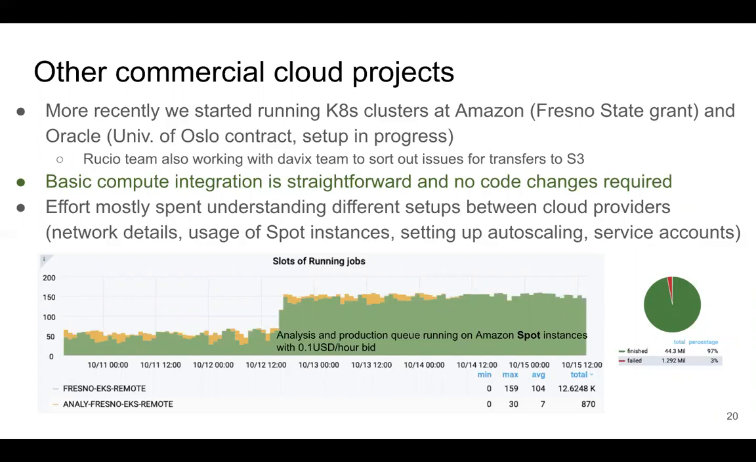Where you spend most of the effort is understanding the differences between how you set up the cluster in one cloud or in the other. Some have some network requirements. The way you set up the auto-scaling is different. Service accounts and stuff like that. Difference between preemptible resources and spot instances. Things like this. And in the bottom, you see the diagram of the latest progress at Amazon.